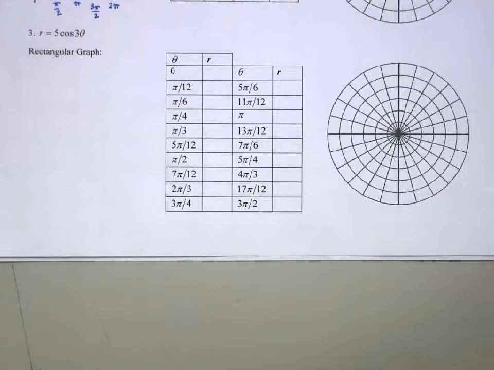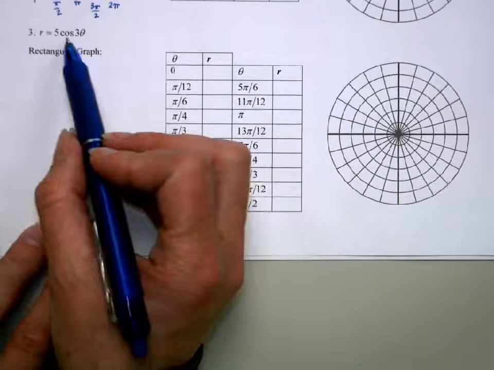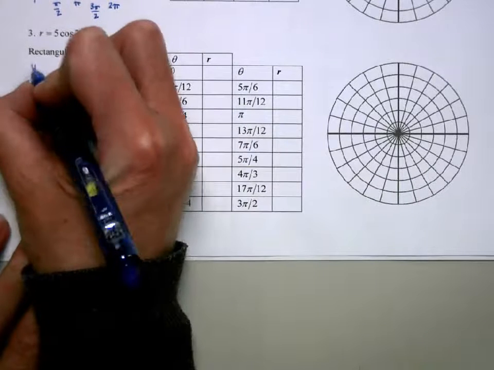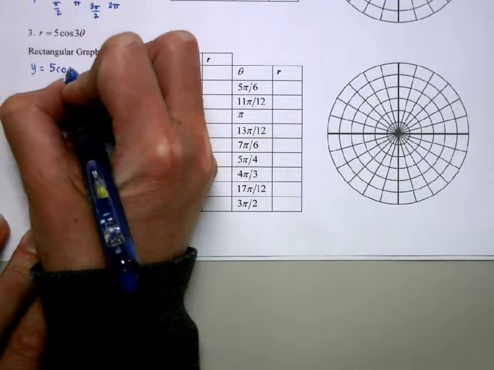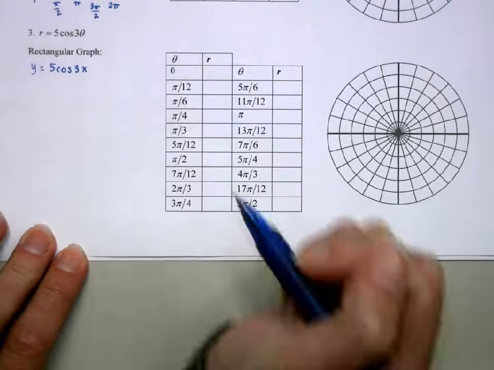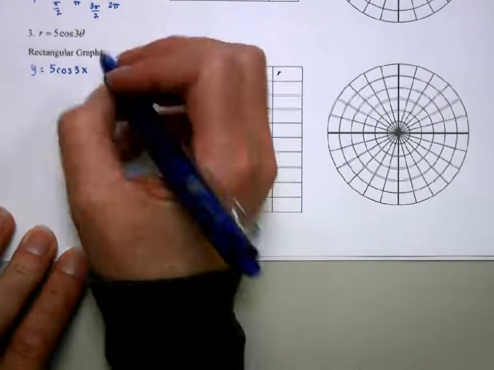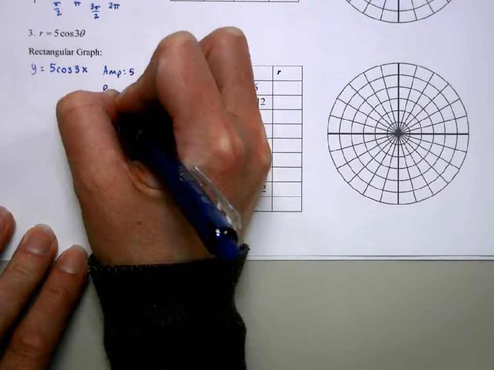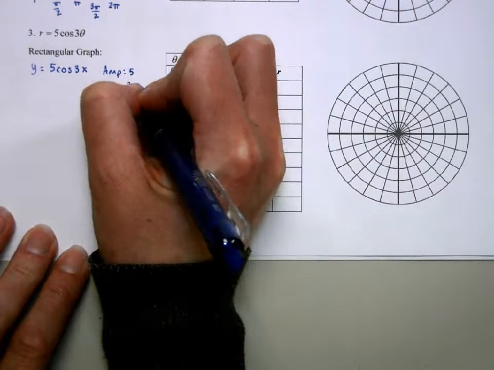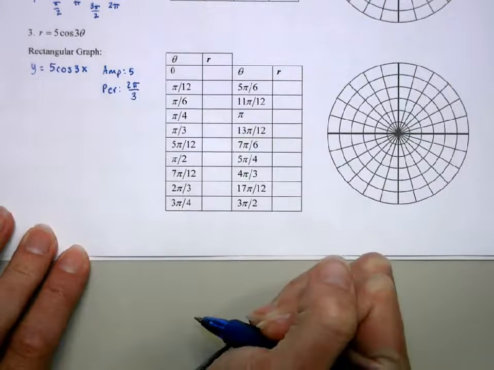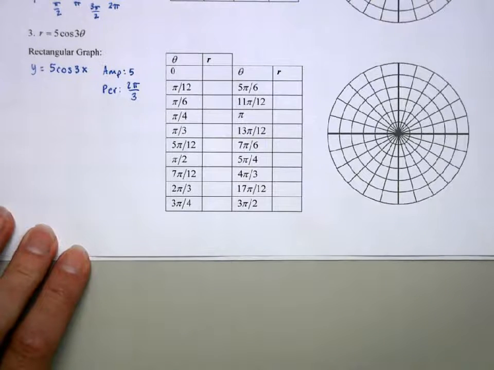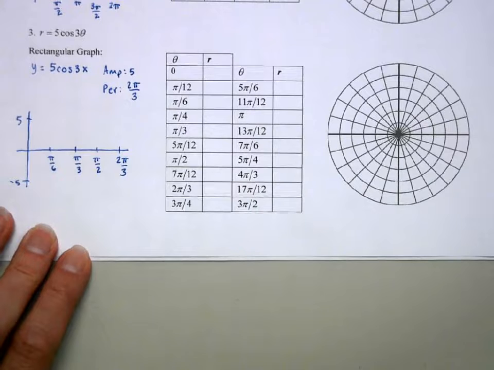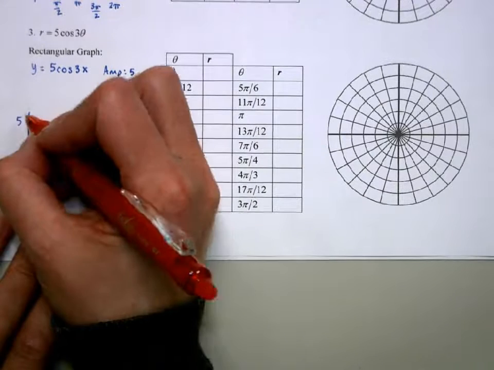Okay, the last one I'm going to graph by hand here is r equals 5 cosine 3 theta. If I look at 5 cosine 3x, my amplitude is 5. My period is 2 pi over 3. So let's see how that turns out. Okay, so we're graphing a cosine function, which will start at the maximum.